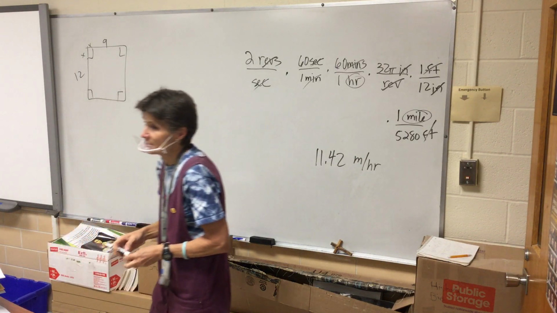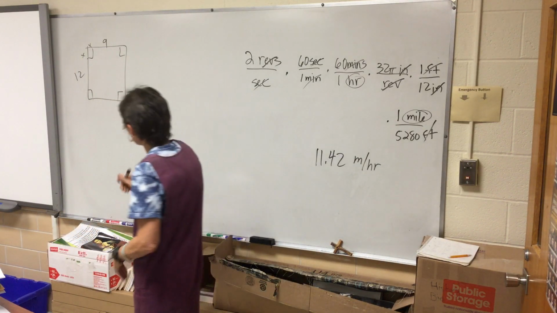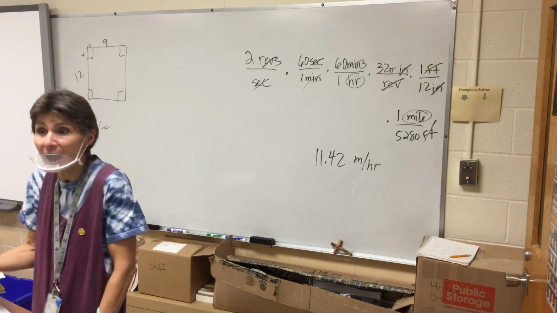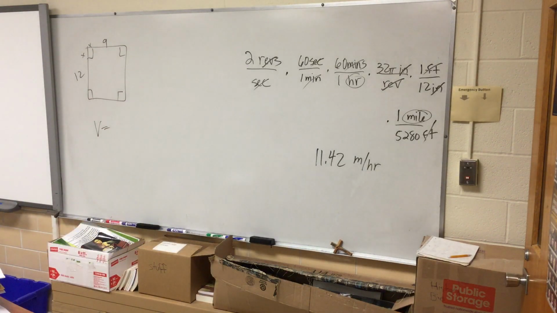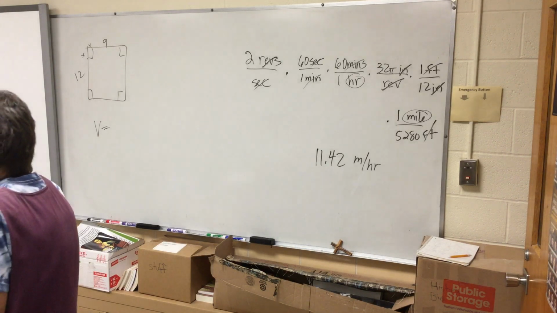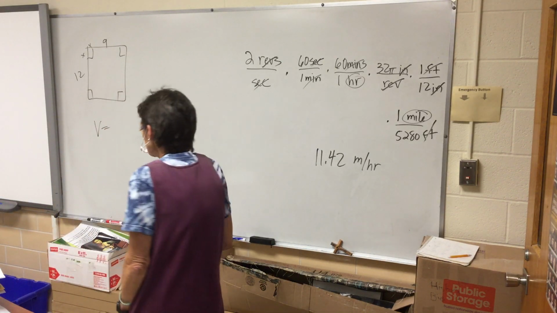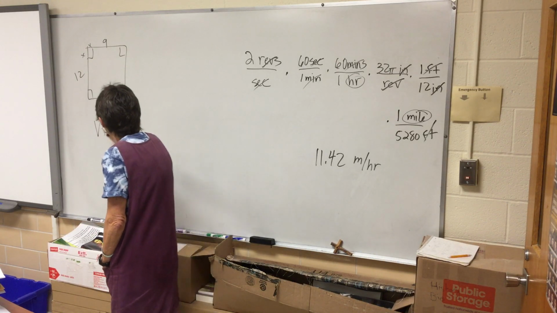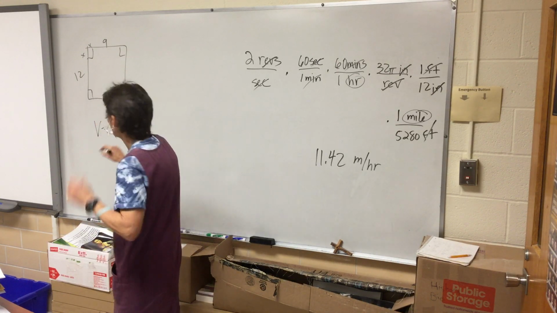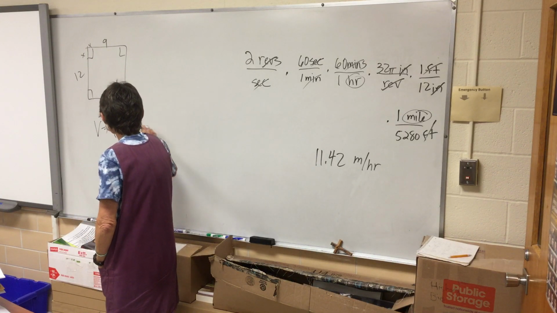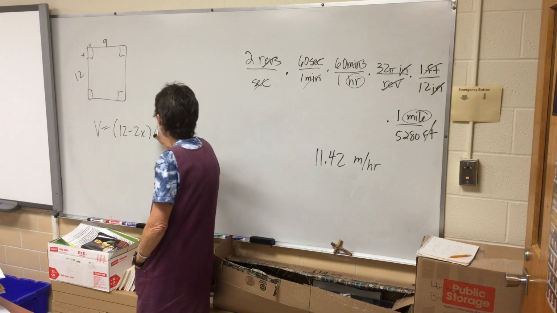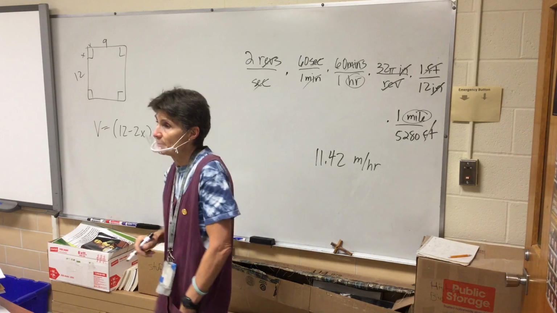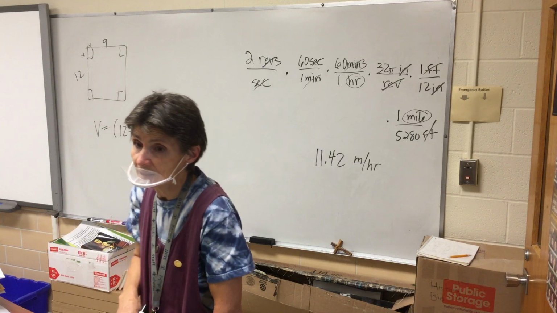Now, on your test, this is going to be a 3-part question. The first question is going to be write the equation for the volume of the box, which of course you have to do to find the maximum. You've got to have something to type into your calculator. So what's that equation going to look like? 12 minus 2x, 9 minus 2x, times x. That's the volume of the box. Length times width times height.